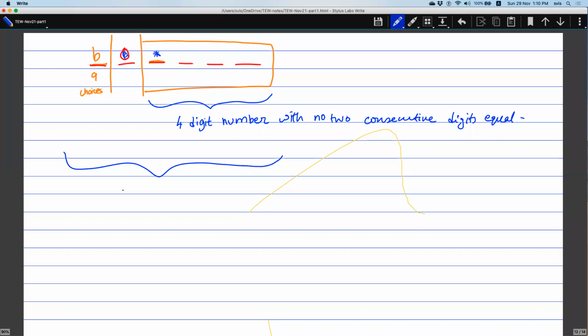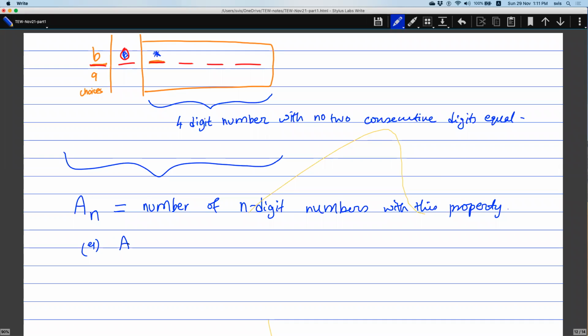same problem. Since this is the broad idea here, let me give these numbers names. Let A sub n denote the number of n digit numbers with the property that no two consecutive digits are the same. So for example, if I have A sub 1, what does that mean? I'm asking how many one digit numbers are there which have the property that no two consecutive digits are the same. But a one digit number is just a single digit and it can't be a zero, right? When I say one digit number, I don't allow a zero there. So I get nine choices. So A sub 1, the number of one digit numbers with this property, is exactly 9.